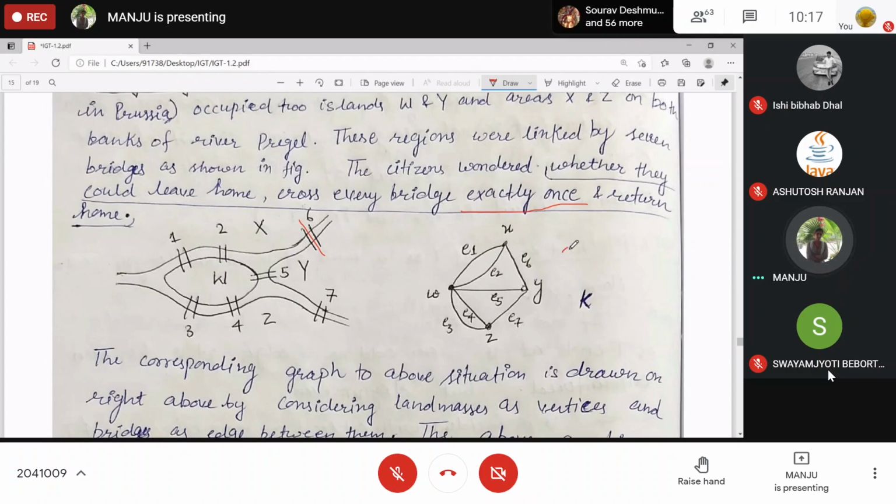Is it possible? No, ma'am. That means you are trying to find which circuit? Eulerian circuit. So now the question is, is this graph Eulerian? The question can be asked in the same way. Is this graph Eulerian? The answer is no. Why not?